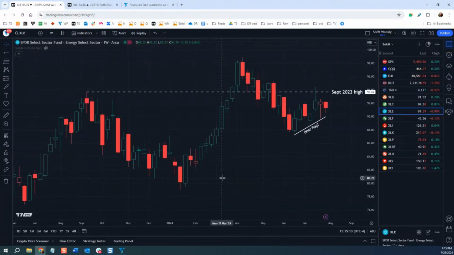Now, if you look at XLE here, it has a few things that I think are interesting. Of all the ones we look at, this was the one that might have the most negative signals, because if you look, this was a high back here in September of '23, and then you can see that it tried to get above and failed.